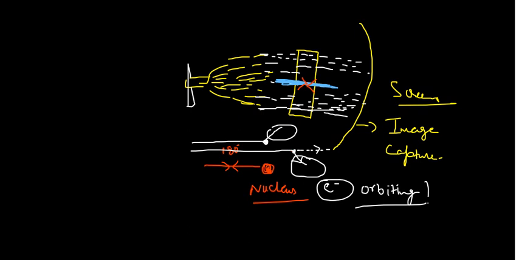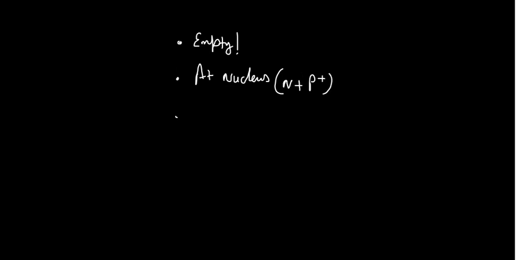Rutherford taught us so many things. So let's have a point-by-point elaboration of what we have learned from Rutherford's model. The first thing is most of the atom is empty. Interesting one, right? Second, at the center there is something heavy which is known as the nucleus, a combination of neutron plus proton which is positively charged, and there are electrons which orbit around the nucleus.